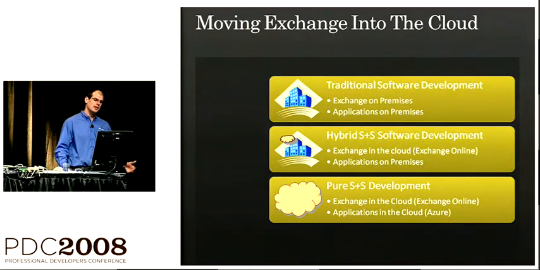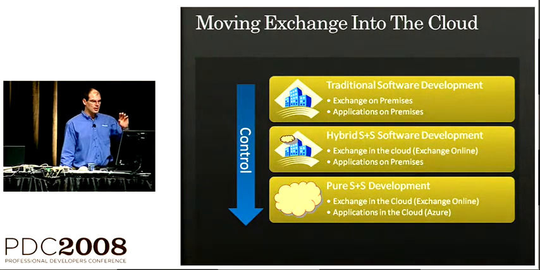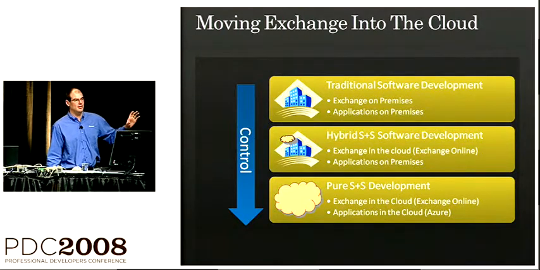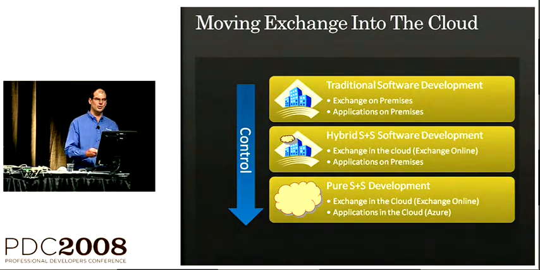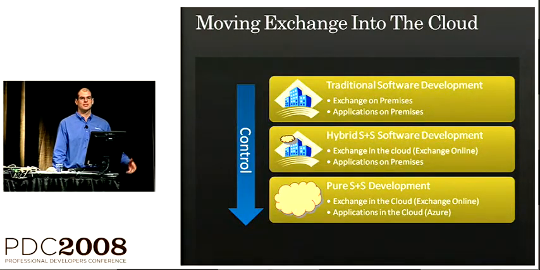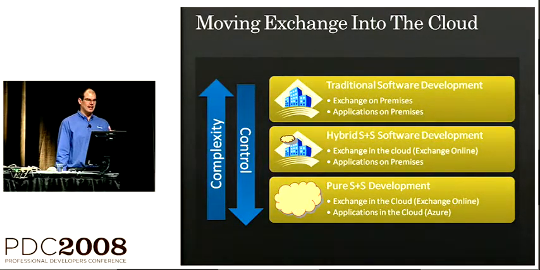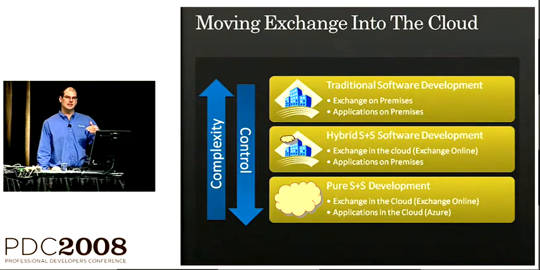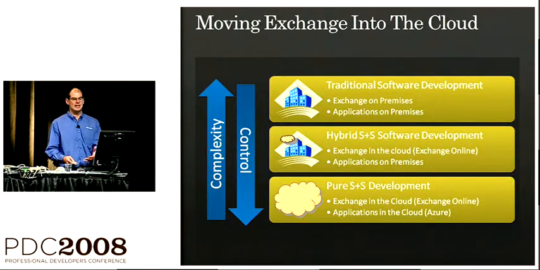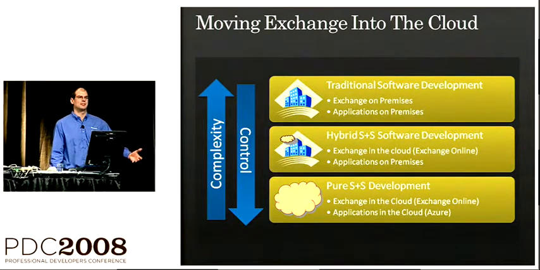So I think the key thing to understand about this is that there's not one model that we say every single customer will be using. It's a continuum. As customers care less about having control over the physical hardware, the physical topology, they're more likely to move their Exchange into the cloud. Conversely, the complexity decreases as you go towards the cloud and increases as you go towards these on-premises deployments. So the customers who want to minimize complexity are more likely to move their deployments to the cloud. Customers who can handle the complexity are more likely to keep it on premises.